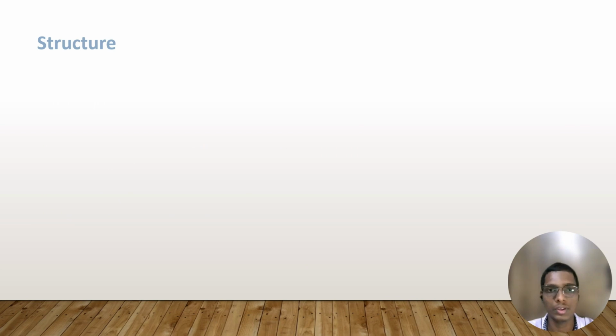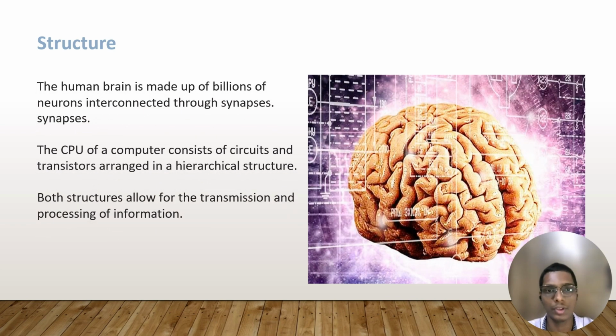Now, let me explain the structure of a human brain and a CPU. The human brain is made up of billions of neurons interconnected through synapses. The CPU of a computer consists of circuits and transistors arranged in a hierarchical structure. But both structures allow for transmission and processing of information.